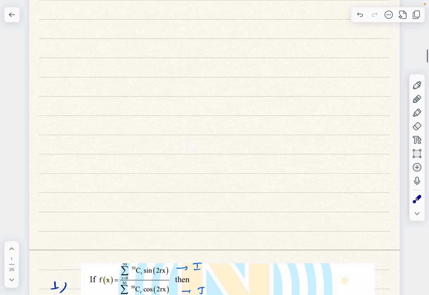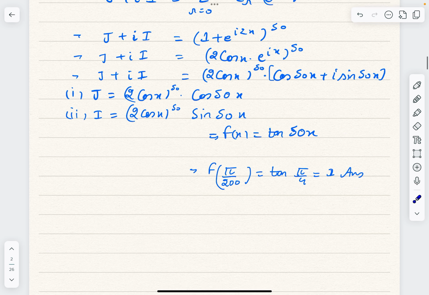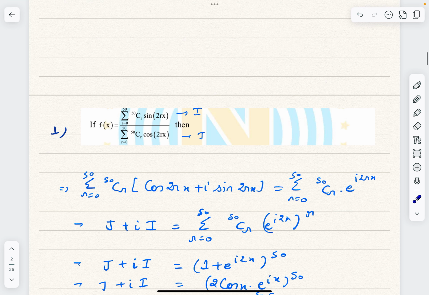Let's start discussion guys. The answer for this problem will be 1. f of x will come out to be tan 50x. Let us see how. So summation r 0 to 50, 50 Cr sine 2rx, let us refer to this as I. Summation r 0 to 50, 50 Cr cos 2rx, let us refer to this as J.